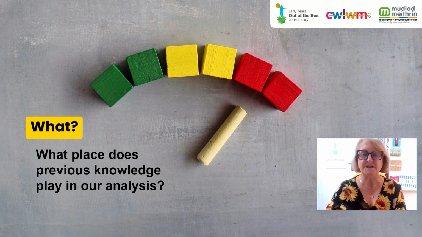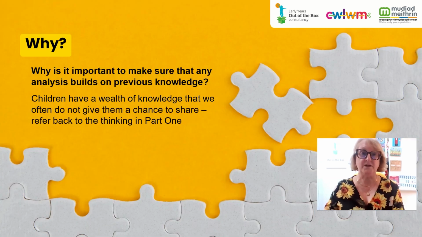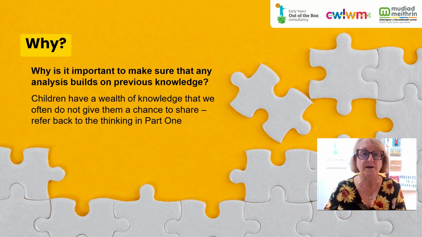So what part does the child's previous knowledge play in your analysis? Why do we have to understand this previous knowledge? Well, we can't teach the children new things unless we know what they already bring to us. Do we give them a chance to share that previous knowledge? Again, I'm referring you back to the thinking in part 1 if you want to revise that.